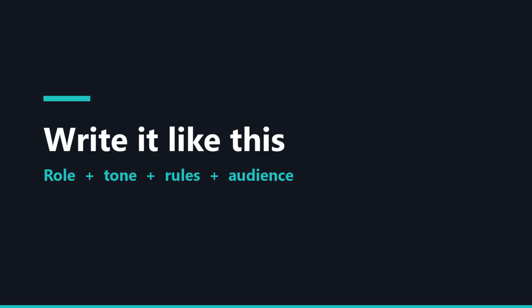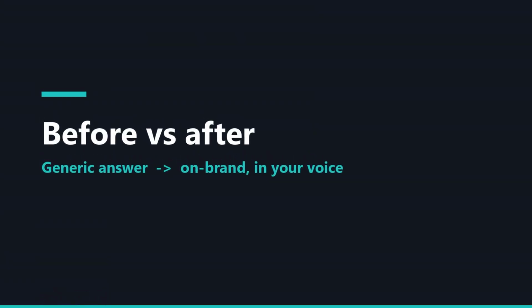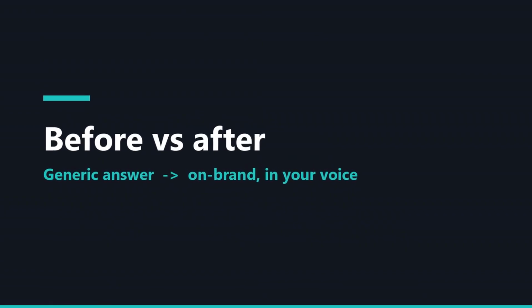Now watch the difference. Without instructions, ChatGPT gives you a generic, hedge-everything answer. With those same instructions, it already knows your tone, your audience, and to ask before assuming. Same prompt, completely different output, and you never re-explain yourself again.